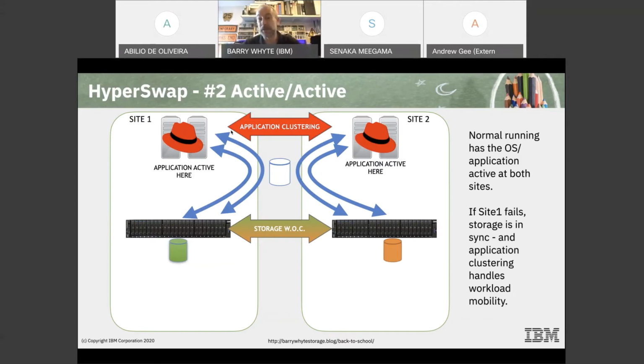I mentioned about what can I do? I've got to make 2 copies of this data, but how can I actually make better use and get some value out of having that second copy?